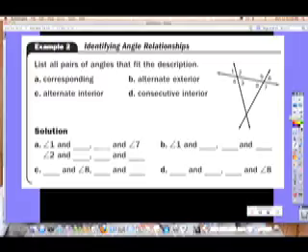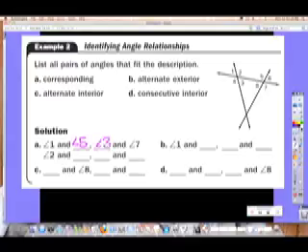Okay, the next one says angle 7 and angle, do you know? Shout it out. Good job. Angle 3 and angle 7, they're in the same spot. All right, angle 2 and angle what? Nice. And then they left the last part blank. Which one are we missing? Good job. Angle 4 and angle 8.